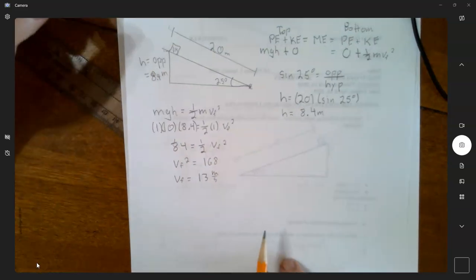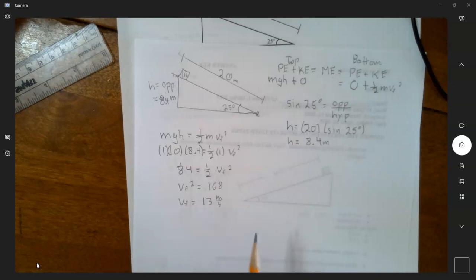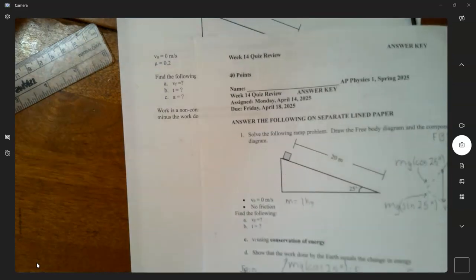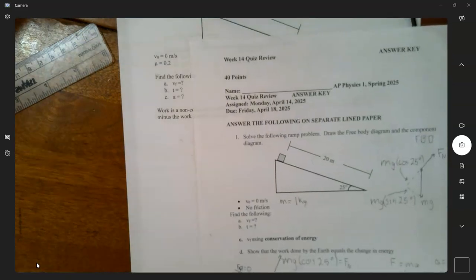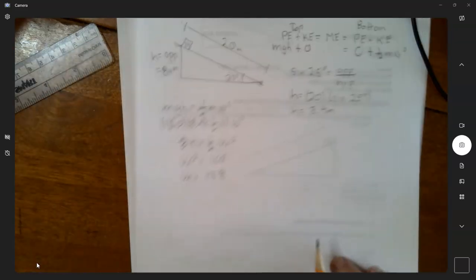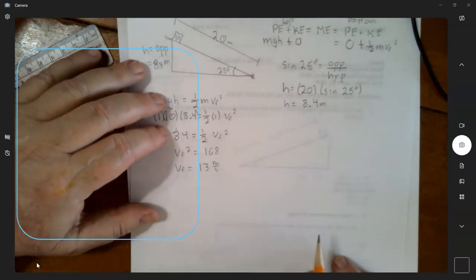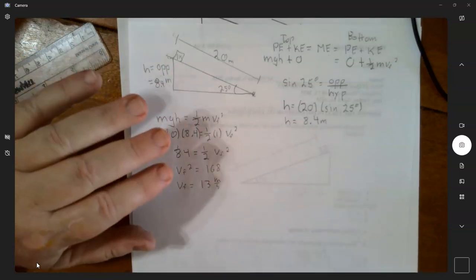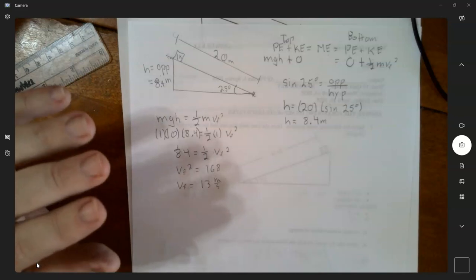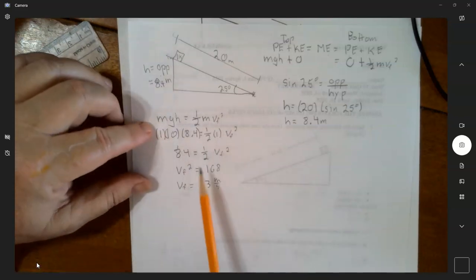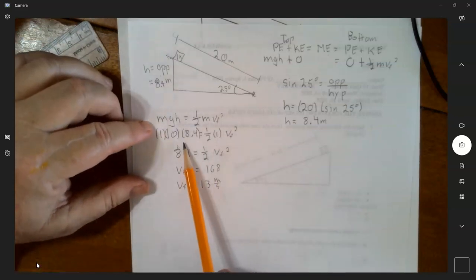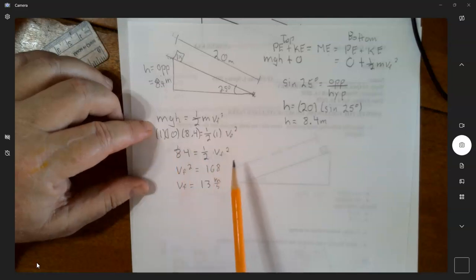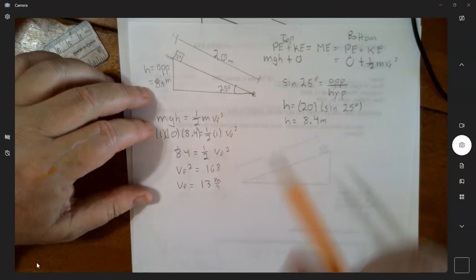Okay, so we get the same answer using the conservation of energy method. Now I also asked you to show the work done by the Earth. So the work done by the Earth should be the change in energy. You could either pick potential energy, the change from its number, mgh, which we just said is 84, or the kinetic energy would be the same change from 0 to 84.